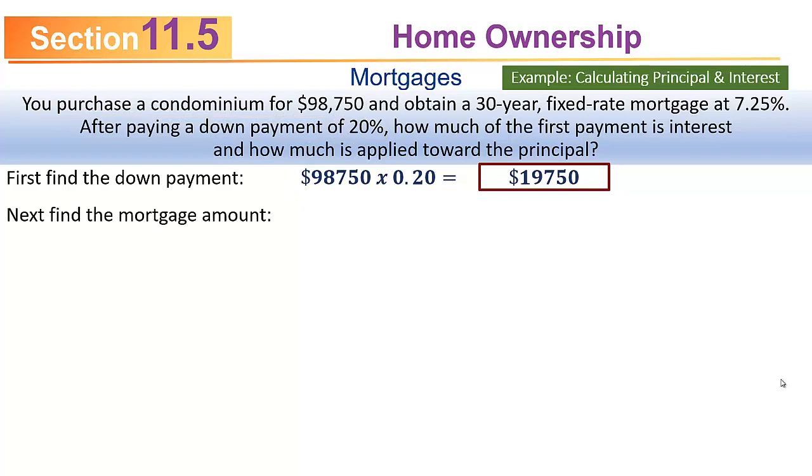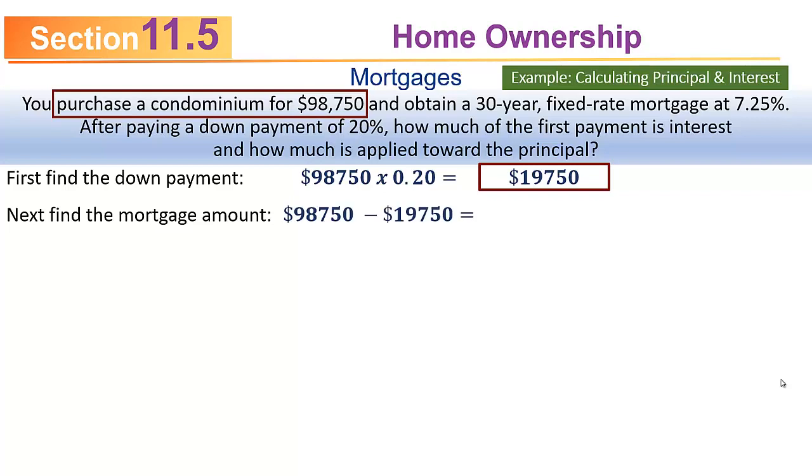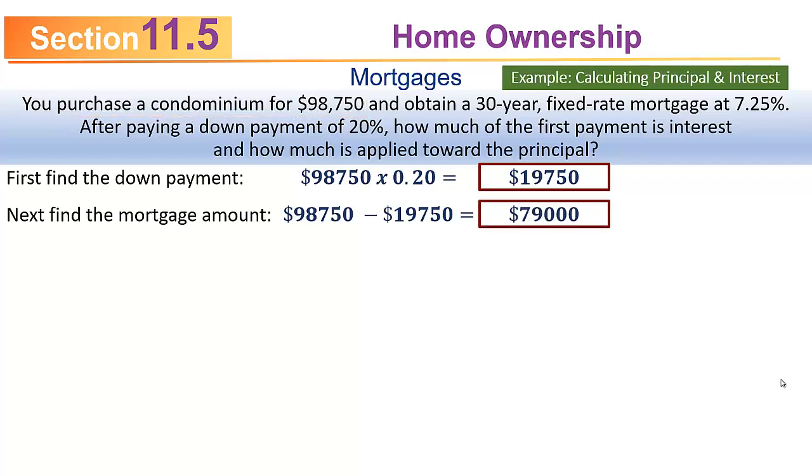$19,750. Now we need to find the mortgage amount, and that's just the difference between the purchase price of the condo and how much you paid down. So $98,750 minus $19,750 is $79,000. So this person actually borrowed $79,000 even though the condo was worth more.